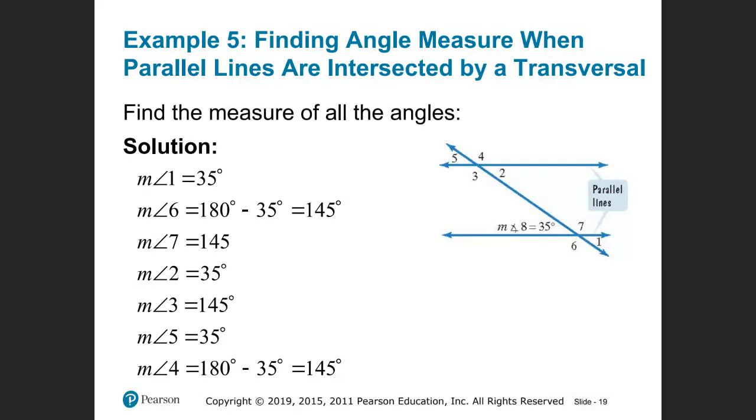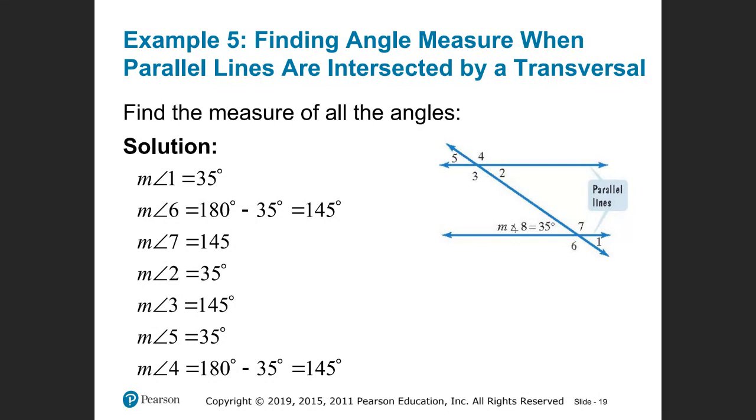So we're going to pull all of this together with example 5. Finding angle measure when parallel lines are intersected by a transversal. So we're given two parallel lines that are intersected by a transversal. The different angles are numbered. And so we can use our relationships that we just looked at in table 10.1 to find all of these other angles. All you need is the measure of one angle. We're given that the measure of angle 8 is 35 degrees.